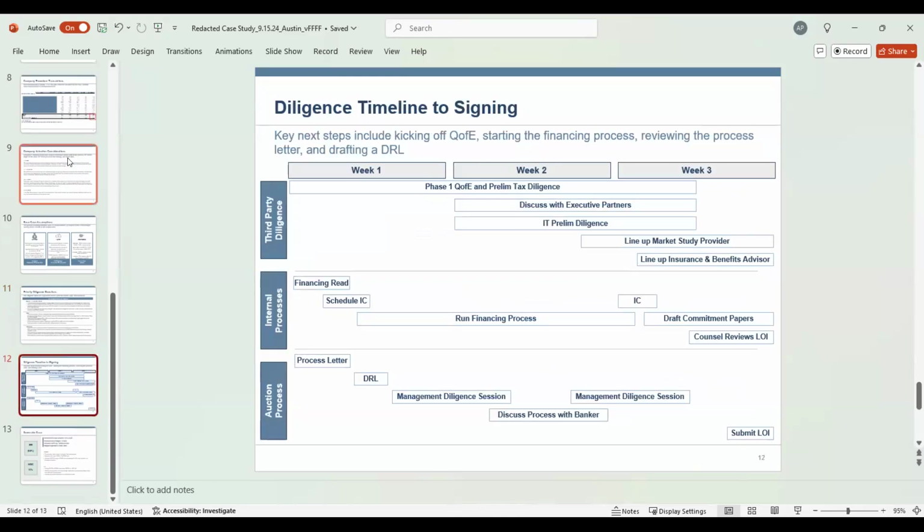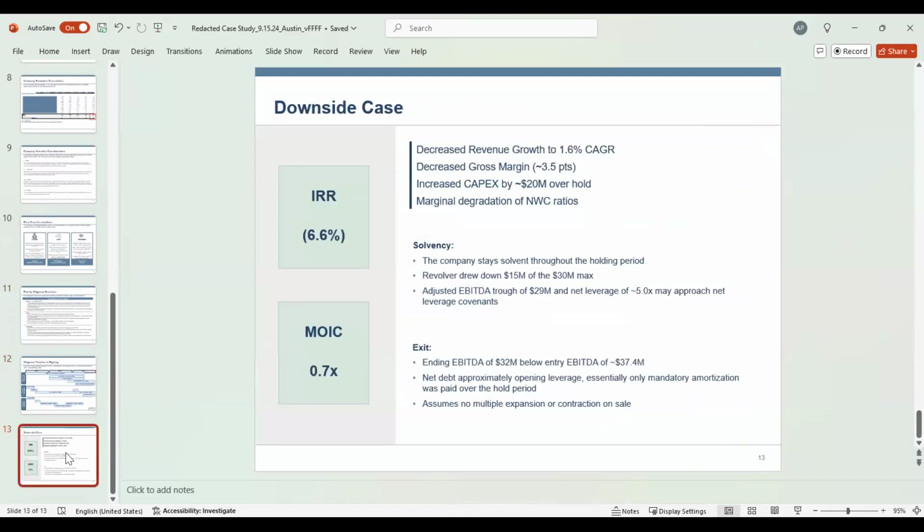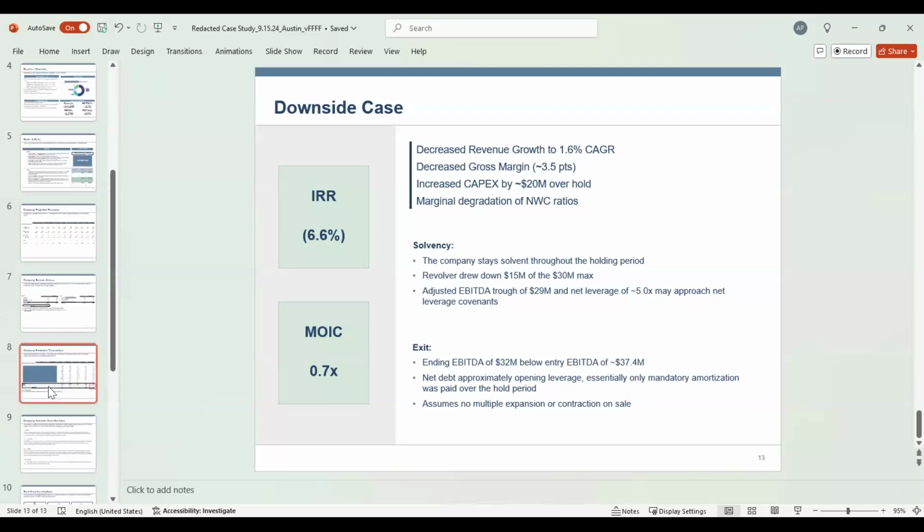Last two slides. Diligence timing, just a little Gantt chart of what I think we should do over the next couple of weeks. And then downside case. Again, I talk about the different things that I change or sensitize. They're tied back to the key risks that I identified earlier. How does that play out in IRR and MOIC? And then ultimately, does the company stay solvent? Are we, the sponsor, able to keep the keys? All that kind of stuff.